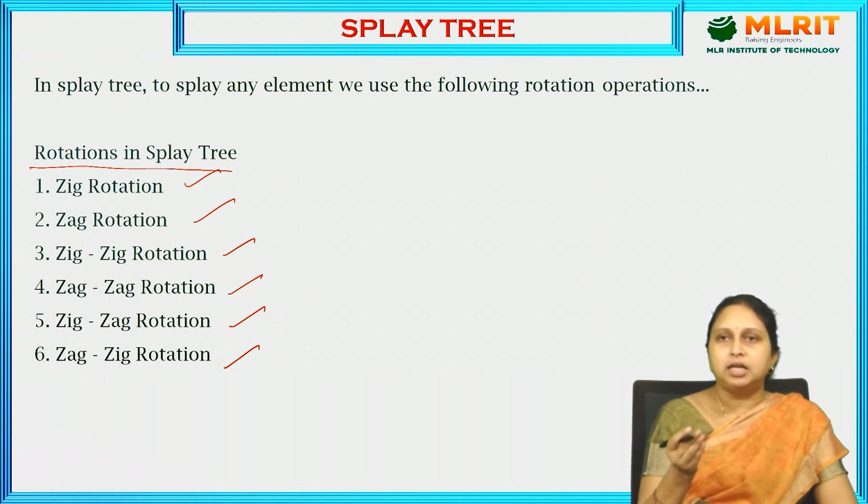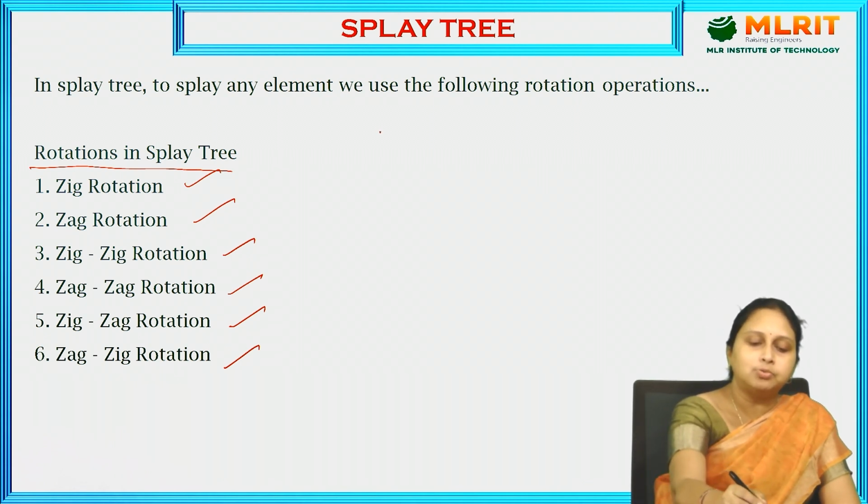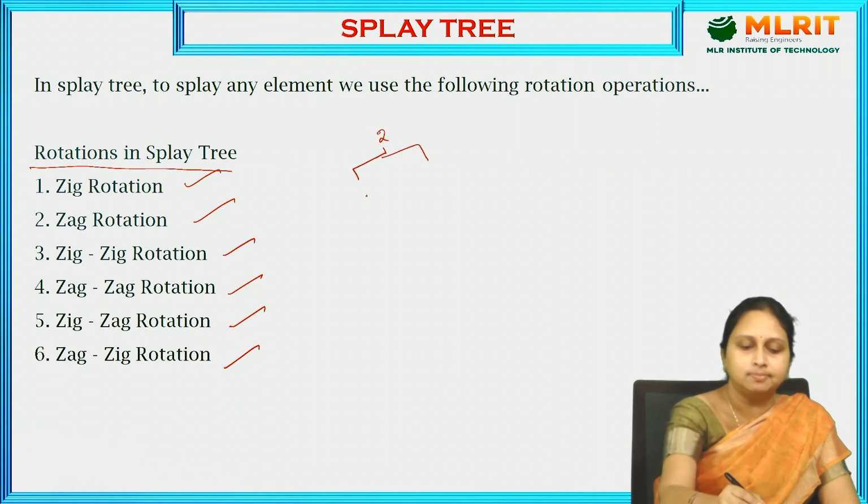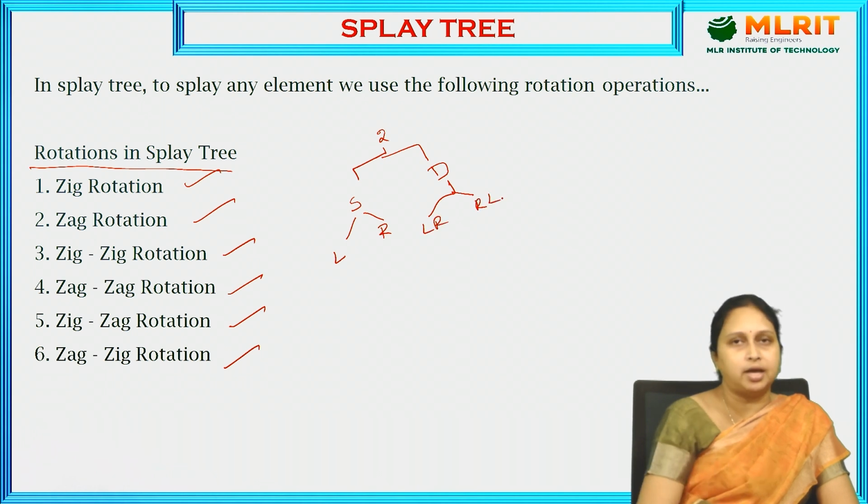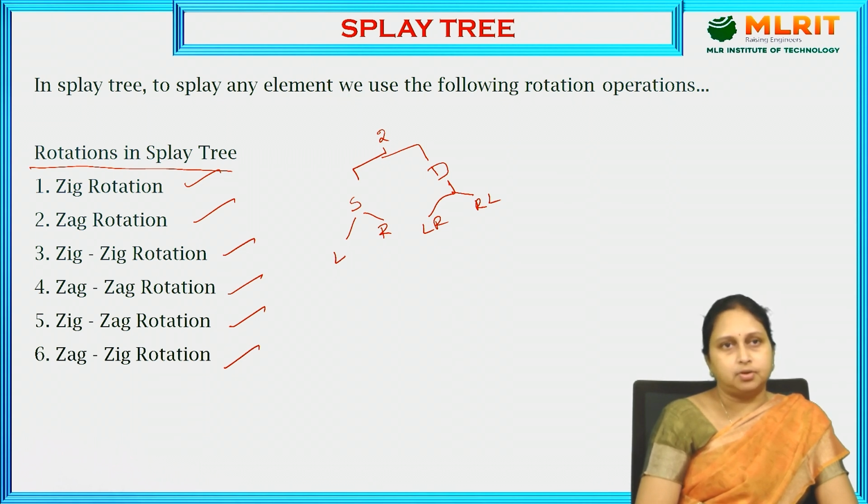Okay, but in AVL tree we come across only two types of rotations we have seen. One is single rotation and double rotation. In single rotation again you have LL rotation and RR rotation. In double rotation you have LR and RL rotations we have seen. But here we have two more different combinations we are looking into, that is zig rotation and zag rotation, right?